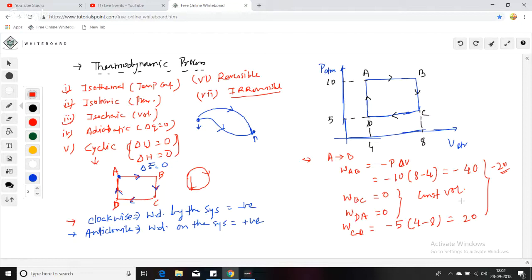Okay. So now you can observe one more thing. A to B we are going, which means this is expansion. Volume is increasing. C to D, it is compression. Expansion means work done by the system, which means work done must be negative here. That's why we are getting a negative value here. Right? Compression means work done on the system must be positive. You are getting a positive value here. Like this, you can cross check.